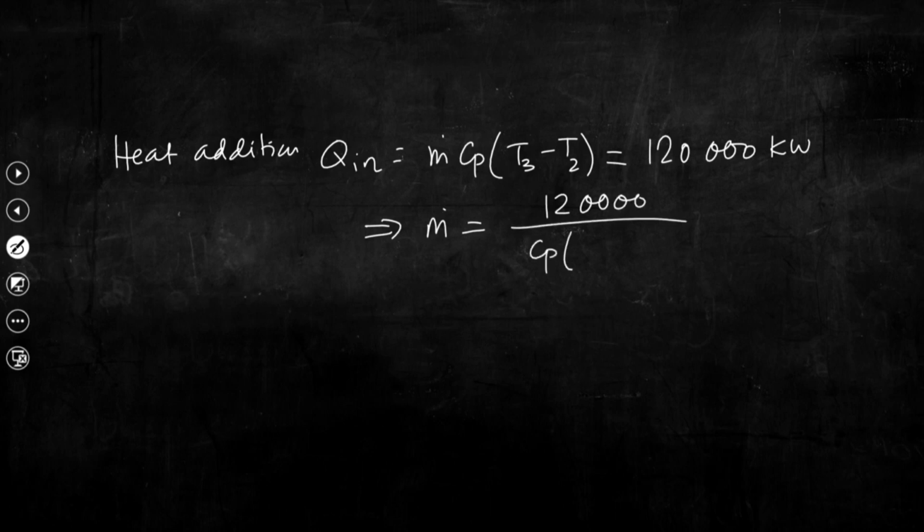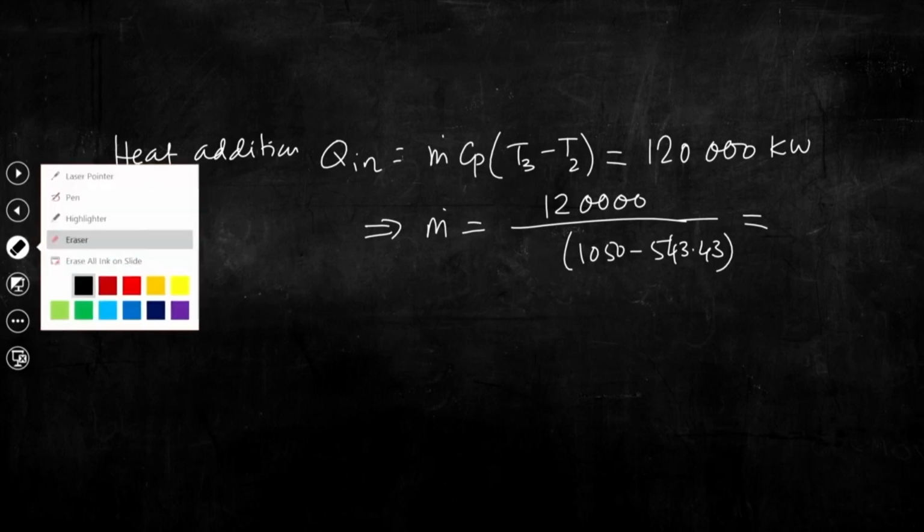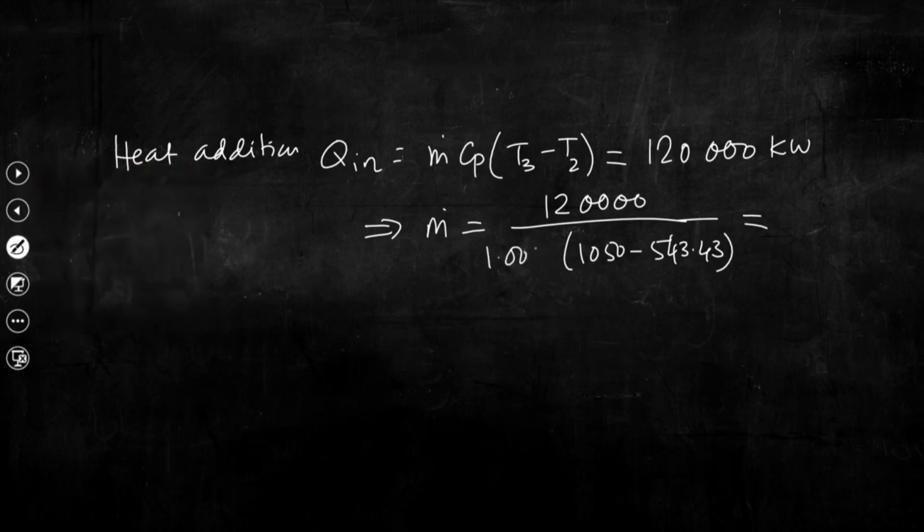m dot is 120 megawatt divided by Cp into (T3 minus T2), that is 1050 minus 543.43, and this Cp is equal to 1.005. This comes as 235.70 kg per second.